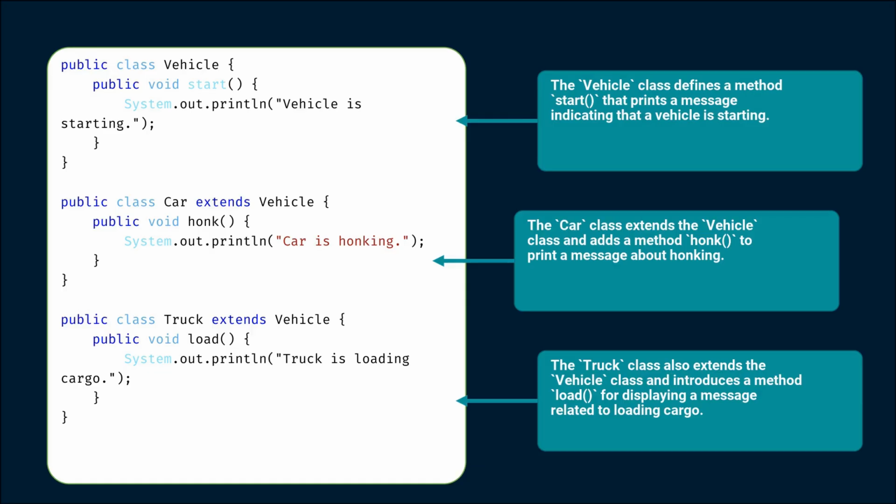The car class adds a method called honk, which prints a message that the car is honking, while the truck class introduces a method called load that indicates the truck is loading cargo. This demonstrates how inheritance enables us to maintain a common interface while allowing specific behaviors. By leveraging these features, we reduce redundancy and make our code more organized and maintainable.